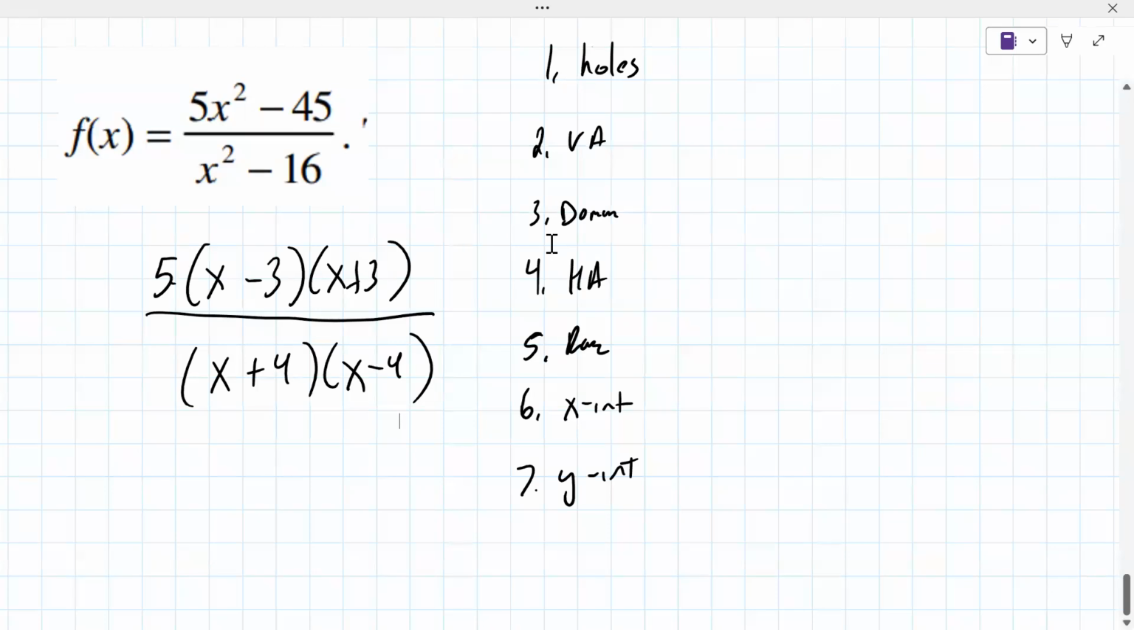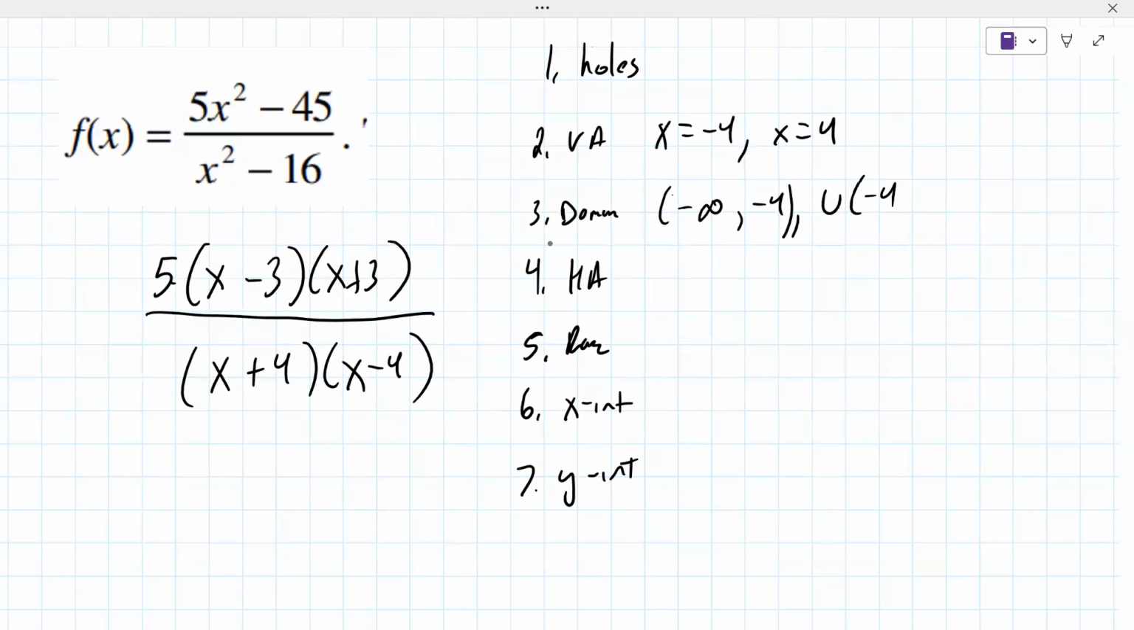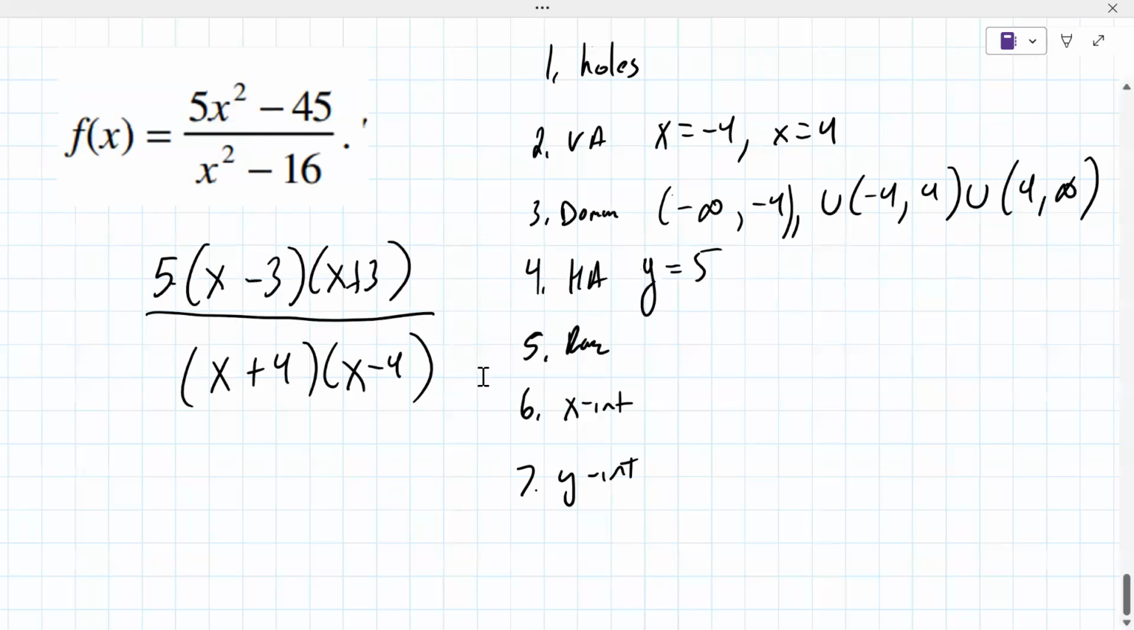So some things are easy. The vertical asymptotes would be x equals -4 and x equals 4. And then the domain would be -infinity to -4 union -4 to 4 union 4 to positive infinity. The horizontal asymptote would be y equals 5. To do the range, you are going to need to graph this. So we'll come back to that.